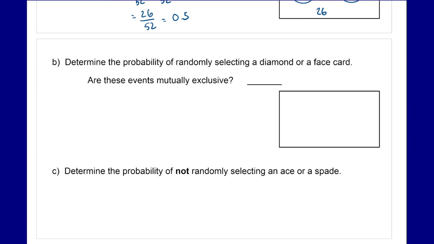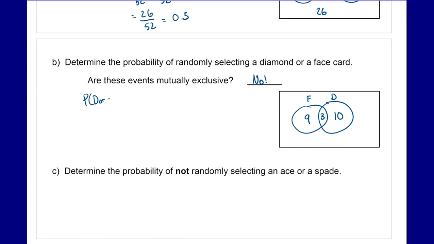Determine the probability of randomly selecting a diamond or a face card. So are these events mutually exclusive? Is a diamond exclusive from being a face card? No, it is not. And we went through this just previously, so no, it's not. If we were to draw a Venn diagram, they would be together. So face cards and a diamond. Similar to the example we just did, there's 3 that overlap. So there's 13 diamonds, 12 face cards.